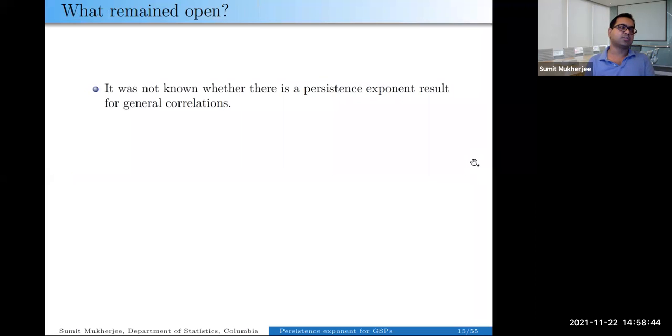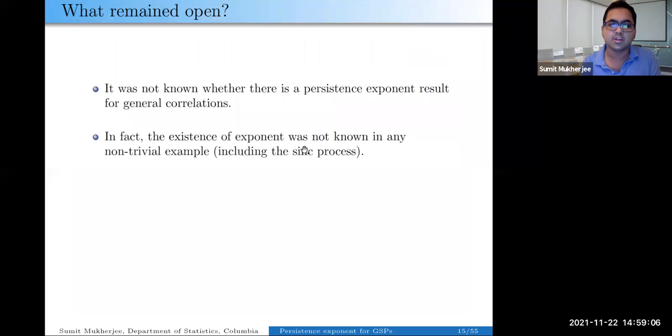And so what remained open after the work that I mentioned, or all the literature that I mentioned, is that we don't know that there is an exponent. If I drop the assumption of non-negative correlations, we don't know that there is a sharp exponent. Give me any example, we don't know it, or at least prior to the work that I'm going to explain, we don't know it.